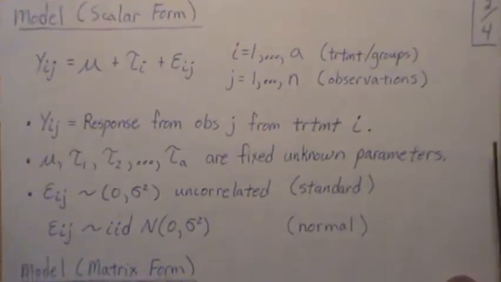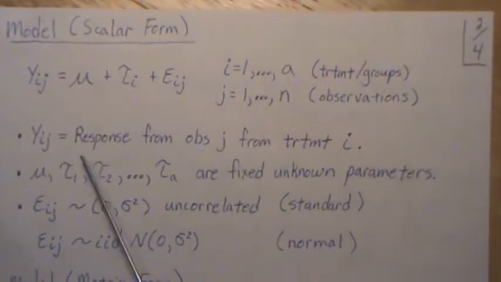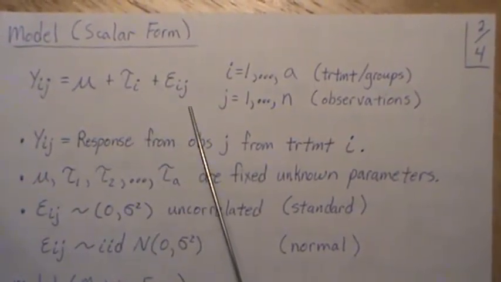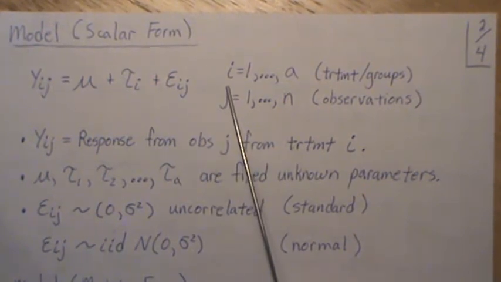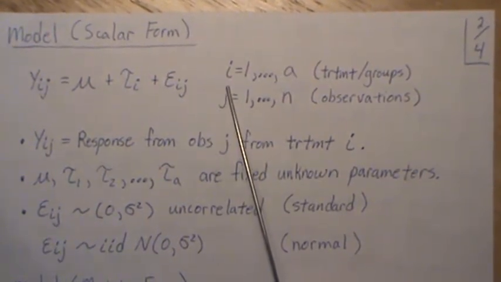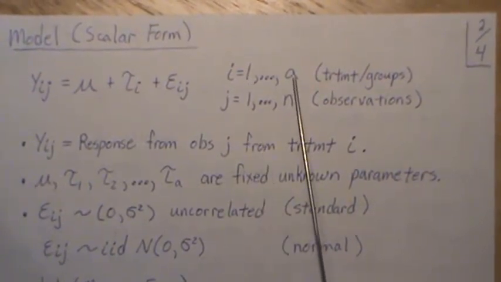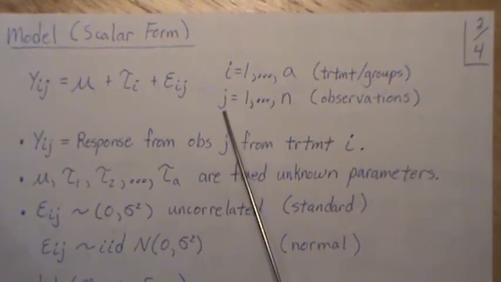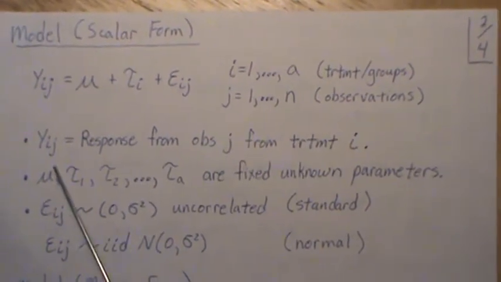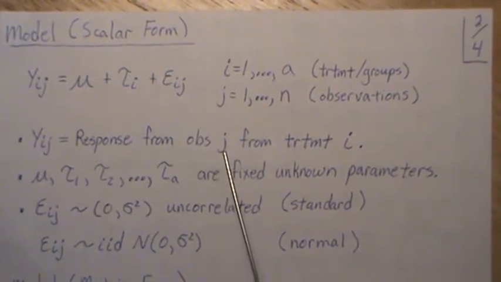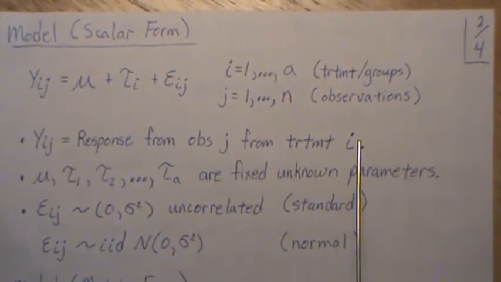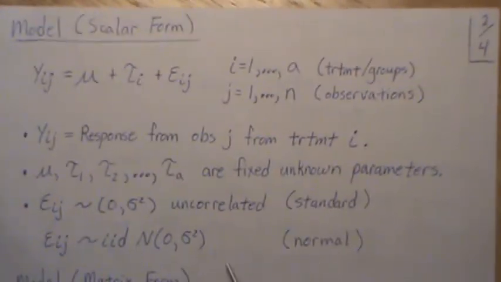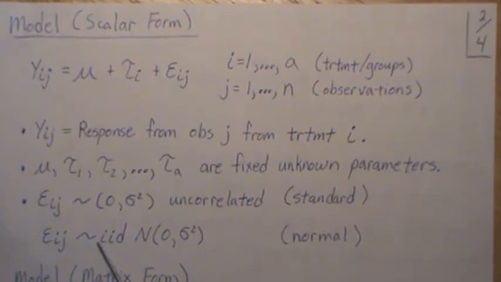Now, here's the model in scalar form. y_ij is equal to mu plus tau_i plus epsilon_ij. So i, being the levels or the treatments or the groups, goes from 1 to A. The number of observations in each level or each treatment group is 1 to N. y_ij is the response from observation j from treatment i. Mu, tau_1 through tau_A are fixed unknown parameters, and the epsilon term is the error.